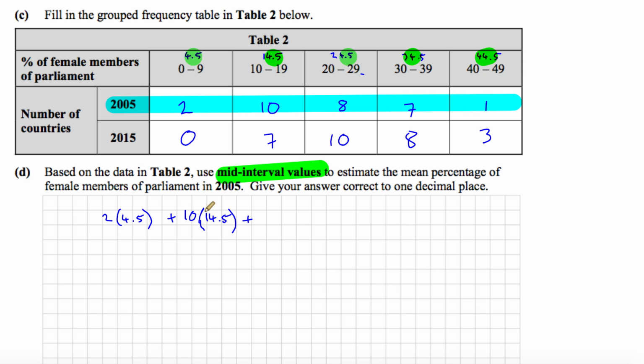So there was 10 at 14.5. There's 8 at 24.5. There's 7 at 34.5. And there's 1 at 44.5.